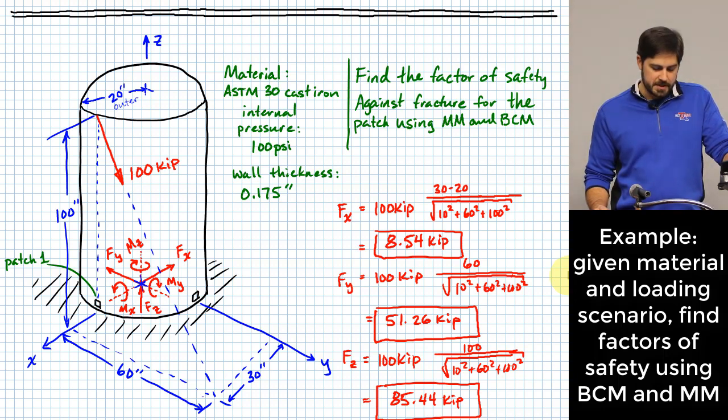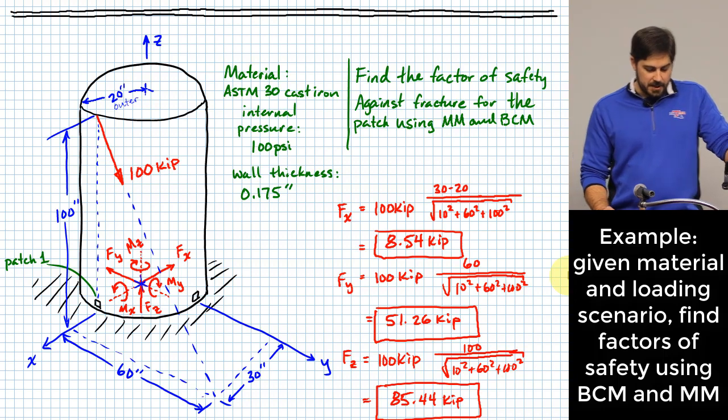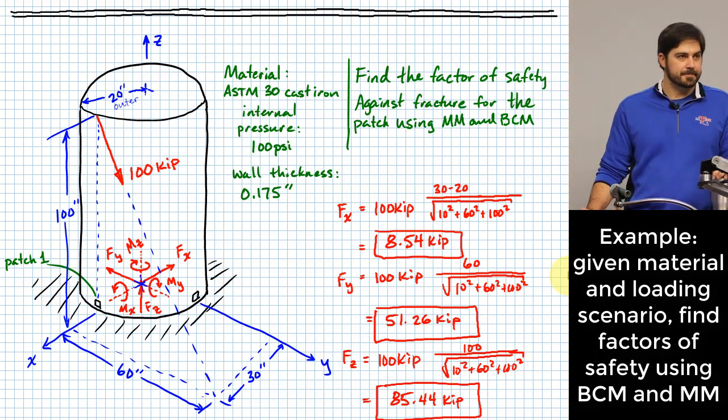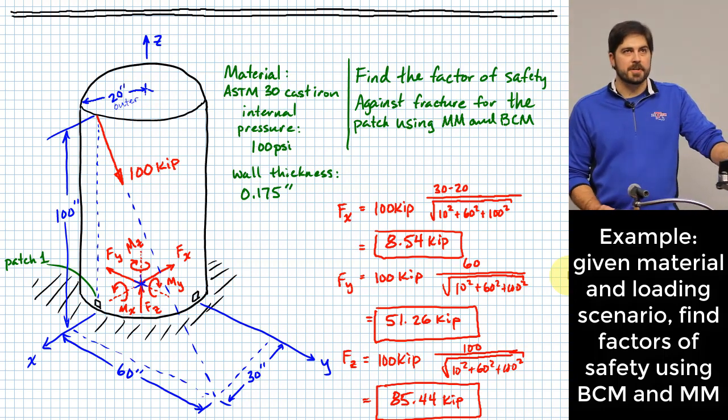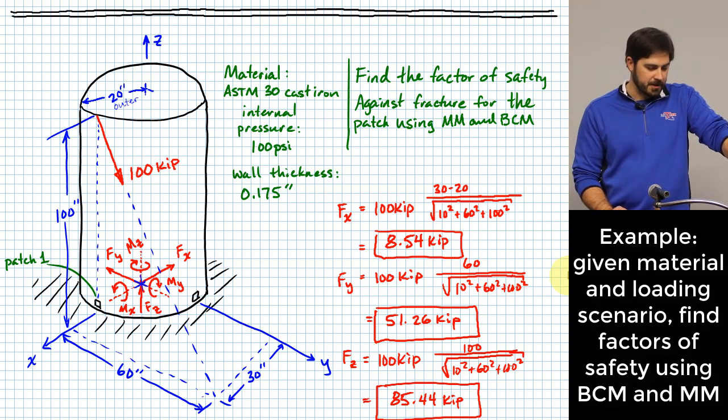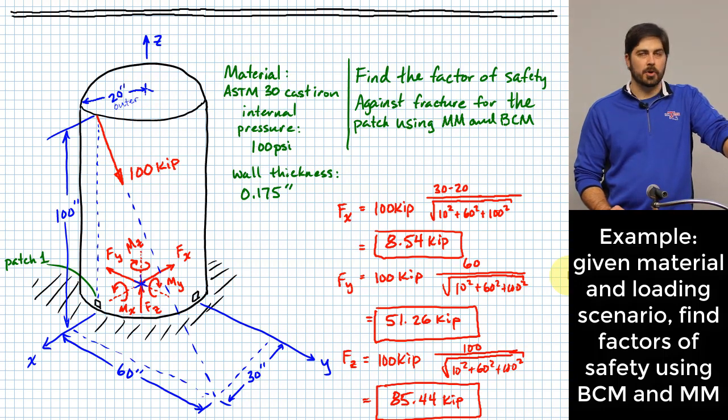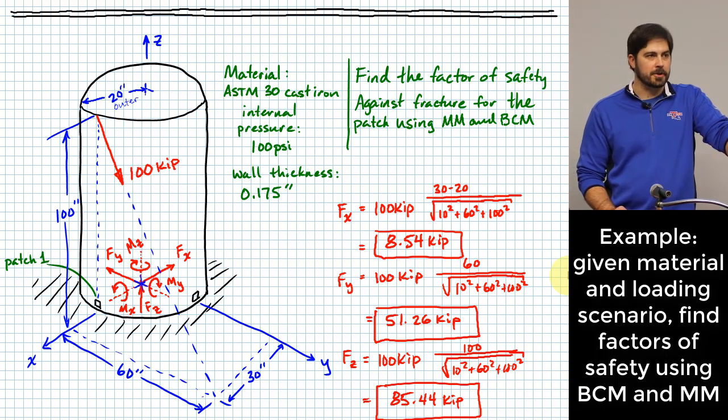So basically, if you extend the line of action of the 100 kip force down to the XY plane, it will intersect at 60 inches along the Y and 30 inches along the X. Okay? And what we're going to try to do here is figure out what the factor of safety is for patch 1. And we're going to use both of our brittle failure criteria. Okay? We're going to do it with Modified Mohr as well as Brittle Coulomb Mohr. All right? So that's what we're going to do.